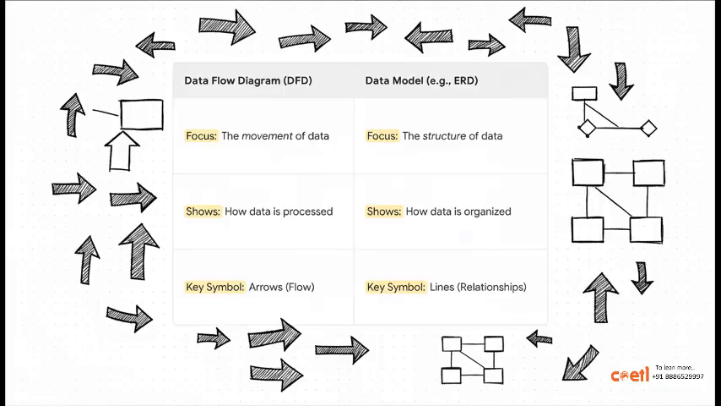A data model, on the other hand, is like the data's blueprint. It shows you how the data is organized and stored, kind of like an architect's plan for a house. It's focused on static relationships, not the actual travel.